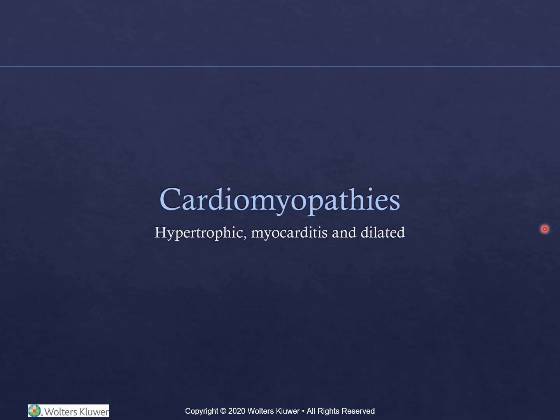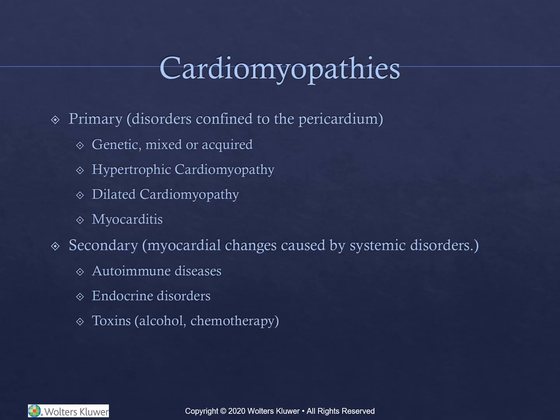So now we're going to talk about cardiomyopathies and then some of the valvular heart disorders. In cardiomyopathies, they can be either of primary or secondary nature. Primary cardiomyopathies are diseases or disorders that are confined to the pericardium itself. They can be either genetic in nature, they can be mixed, meaning they have some genetic and some sort of environmental component, or they can be fully acquired. So just things that happen kind of over time that causes disease of the pericardium.